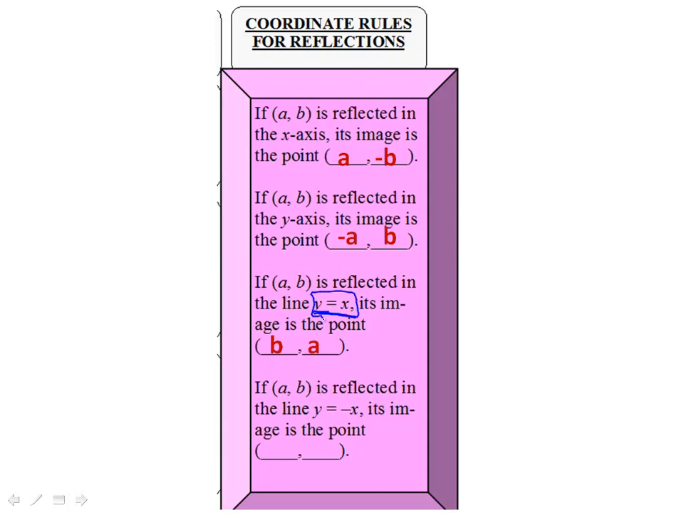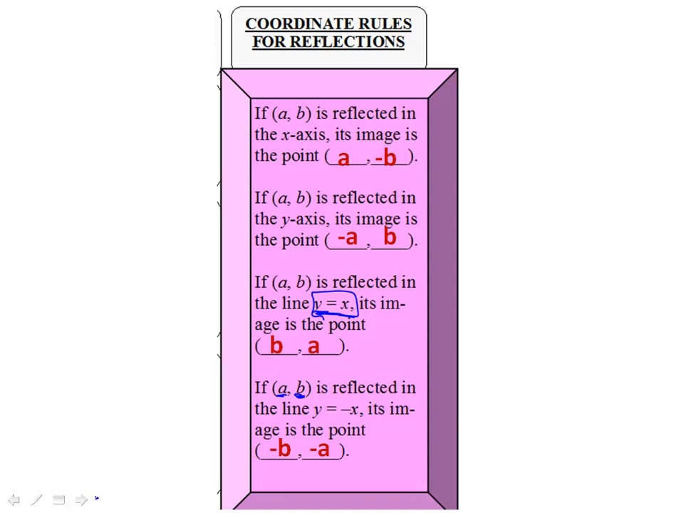And then if AB is reflected in the line y equals the opposite of x, our image, well, let's think about it, okay? So here's my x, y's got to be the opposite of that. So y is going to be the opposite of A. Here's my y, this x is going to be the opposite of that. So we do the opposite of B, then the opposite of A. So you flip your ordered pair around and do the opposite sign for both of them. That's what you do when you're going to graph in the line y equals the opposite of x.